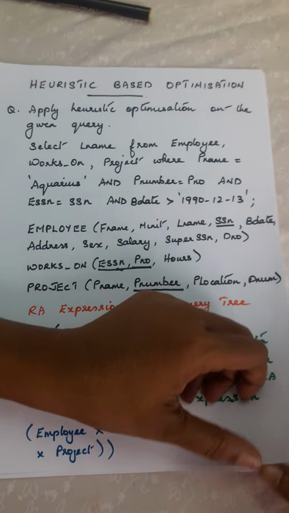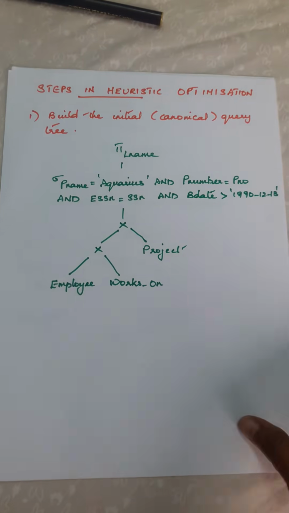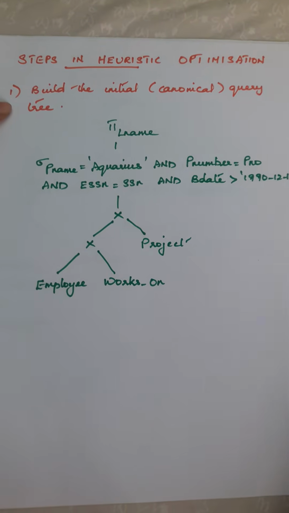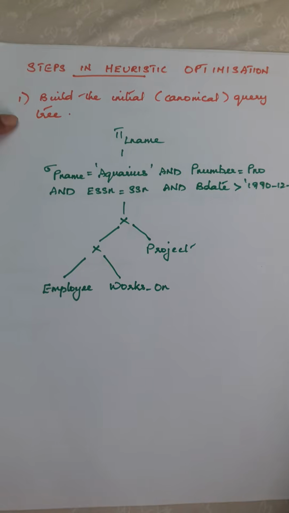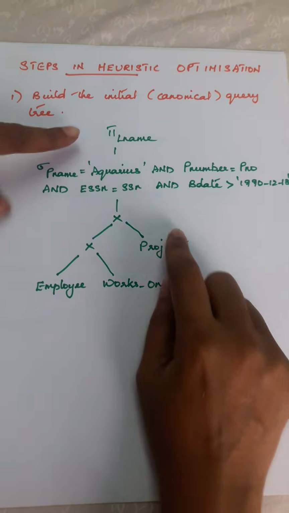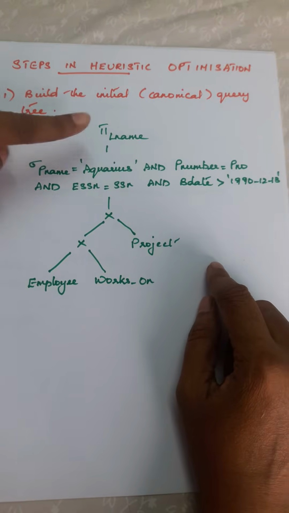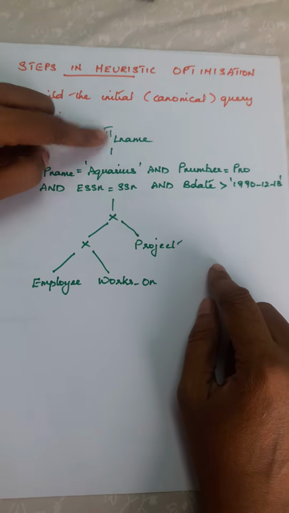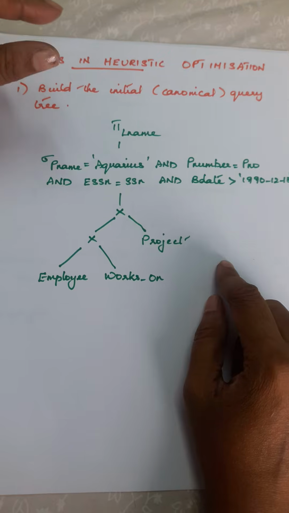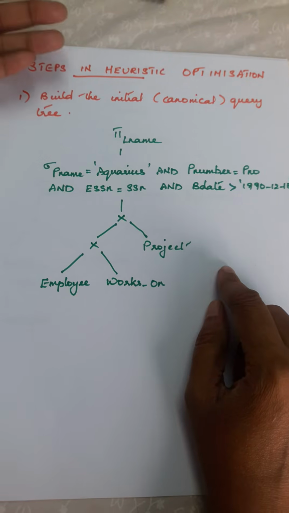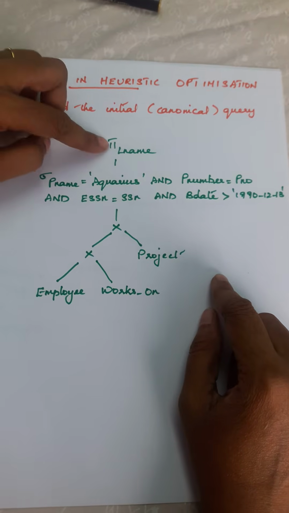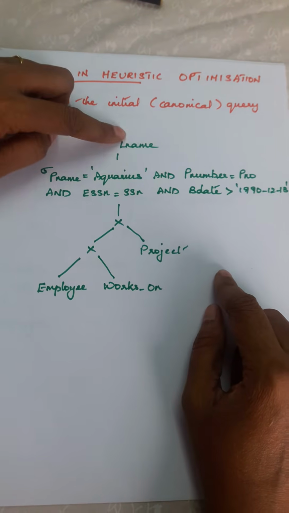Okay, so first we will go to the first step. This is the first step in heuristic optimization. It is building the initial or the canonical query tree. So this is the structure of the initial query tree. For that, what you have to do is just put the pi L name, that is the attribute which you are selecting, or the final attribute which you have to get as a result. Only that will be the root node, that is pi L name.